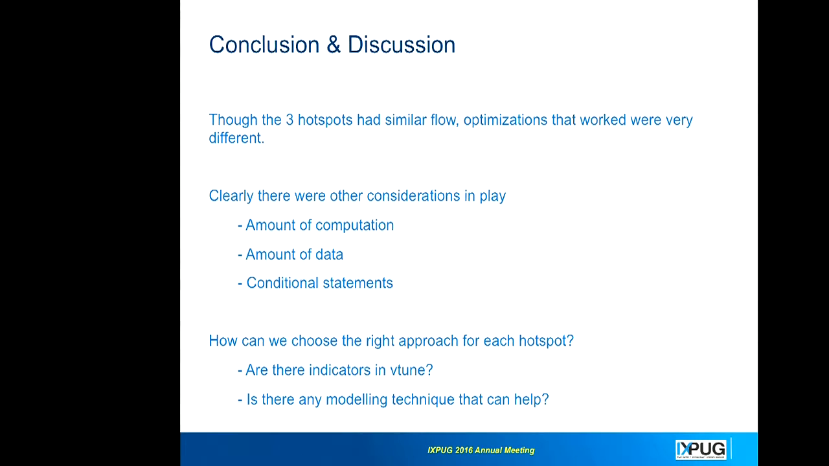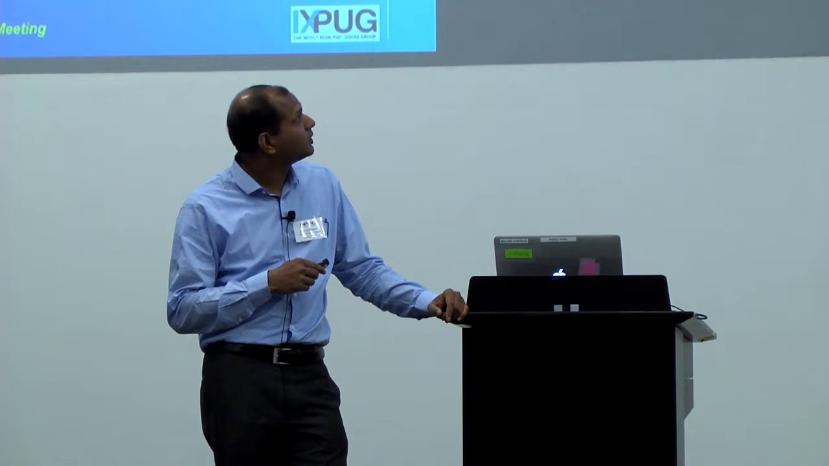So this is the last slide. We started with 3 hotspots having very similar flow, but the optimizations that worked were really different for each. Clearly there are other considerations. What worked well for one was to square the loop and remove the reduction. In the other loop we had to keep the reduction. Squaring just doubled the performance. So there are other considerations: amount of computation, amount of data, and the conditional statement in each.